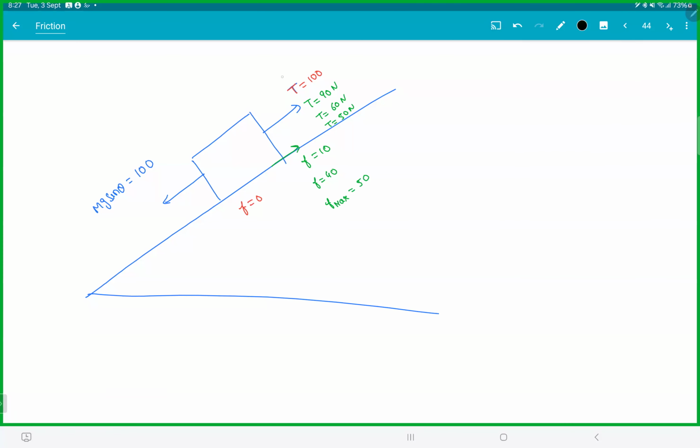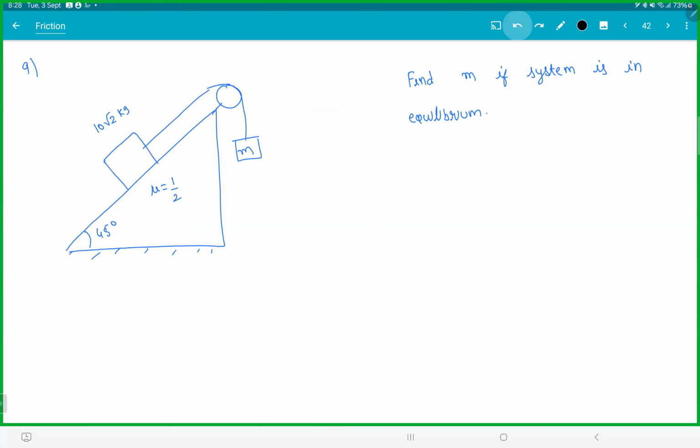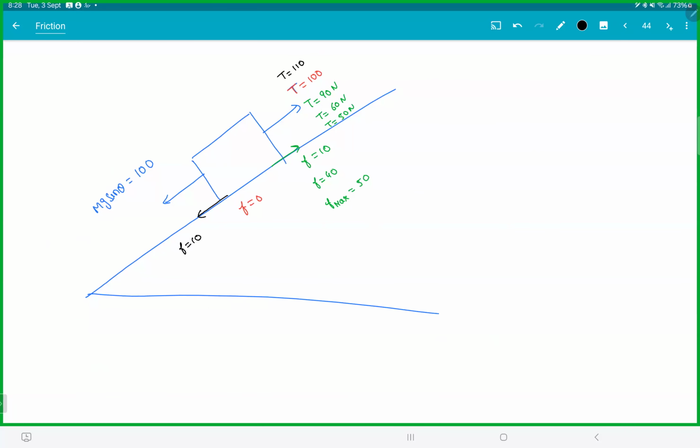Suppose you give more, let's say tension is 110. Now what will happen? Now friction will reverse the direction and it will give only 10. Can you see what is happening? Depending on how much mass you're keeping on the right hand side, friction will adjust the direction, friction will adjust the magnitude. Suppose if T is 130, then friction will act down and give 30. If tension is 150, then friction will say, boss, I'll give you a maximum, that is 50, in this way.